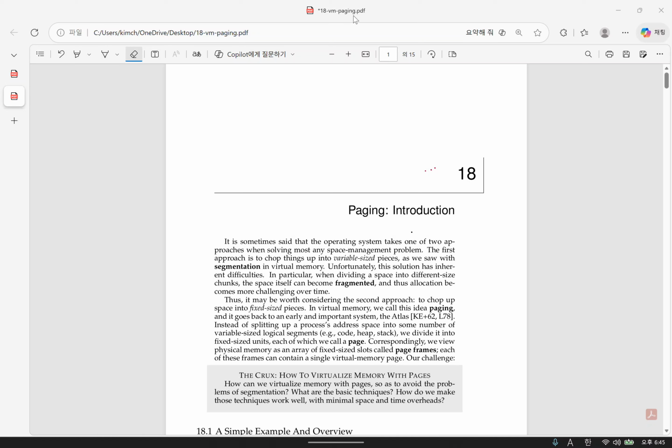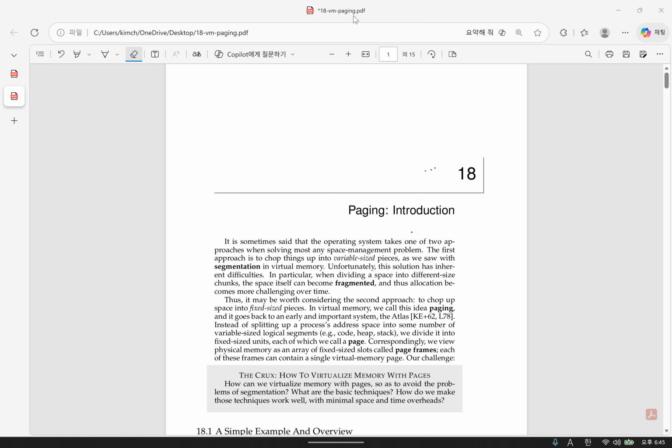Okay, so let's get started with chapter 18 of the OSTEP book. In the previous lecture, you learned what segmentation is. Segmentation means each segment of the process, like the code, heap, and stack, must be in contiguous memory in the physical memory too. But they don't really have to.